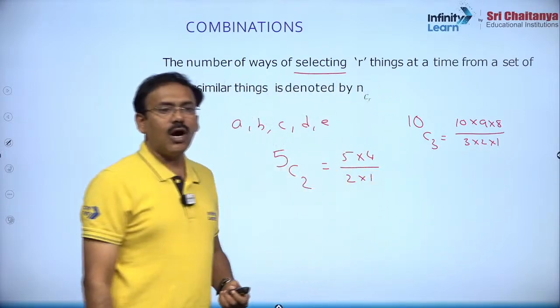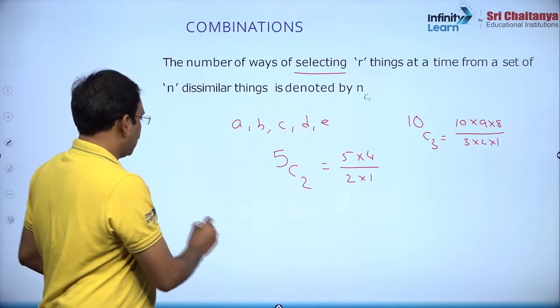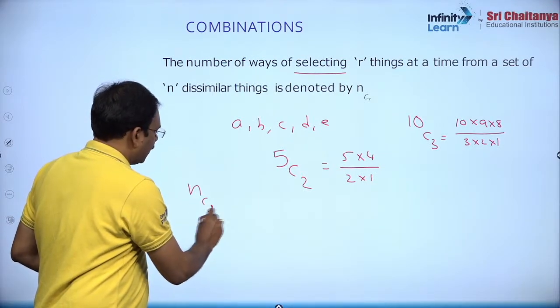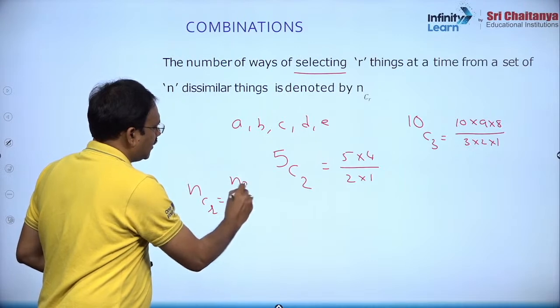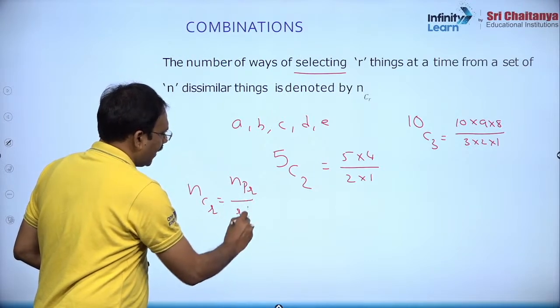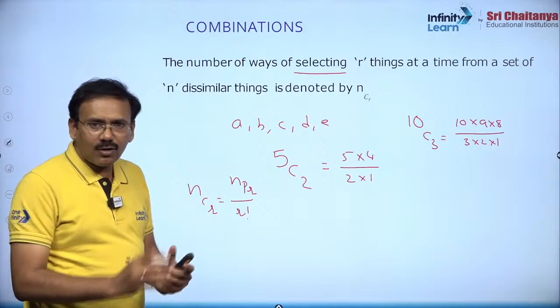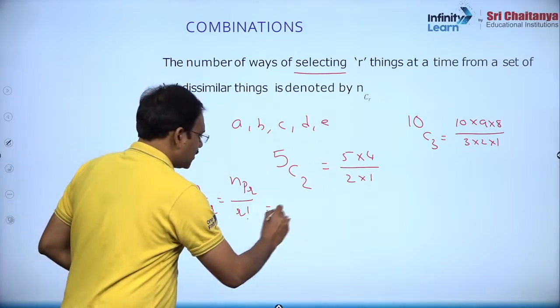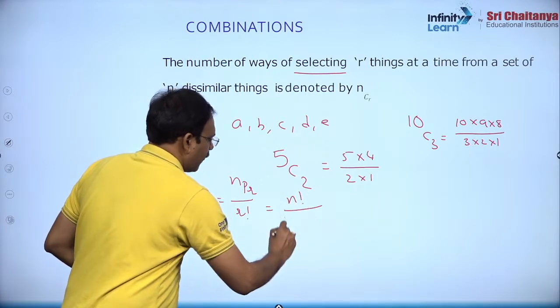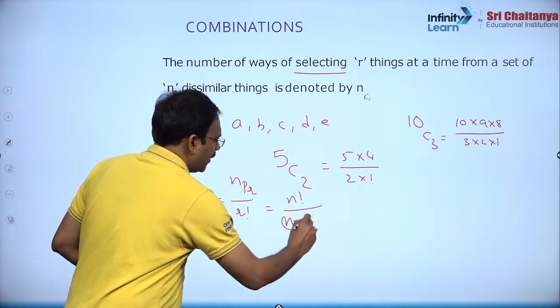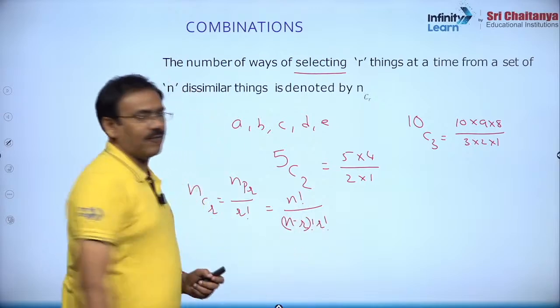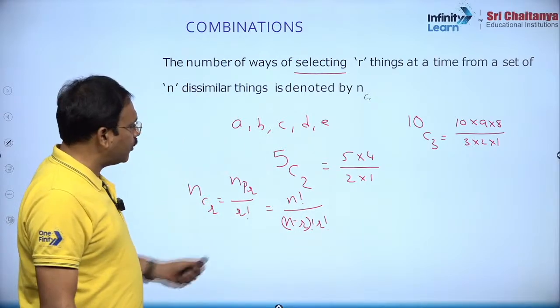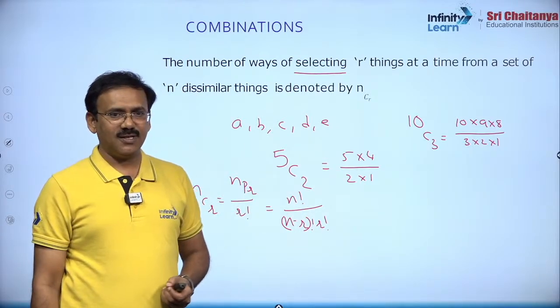That's all. You know how to compute nCr. If I want to write the formula, nCr is nothing but nPr by r factorial. I am not going to derive all these things because it is a quick revision. This is nothing but, my dear friends, n factorial by (n minus r) factorial into r factorial. But we just compute with the help of these formulae, dear students.